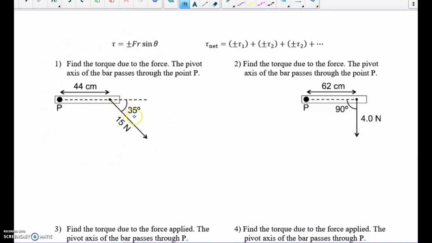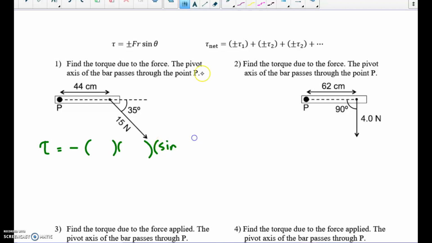Okay, you imagine this force. I actually like to take my pencil and put it on my paper. Here's the pencil. I take my finger and hold my pencil right here at the pivot axis, and then I push with my finger in the direction of the force. And my pencil would swing around this way, which is clockwise. So when I do the torque equation, I'm going to do negative force times distance times sine theta.